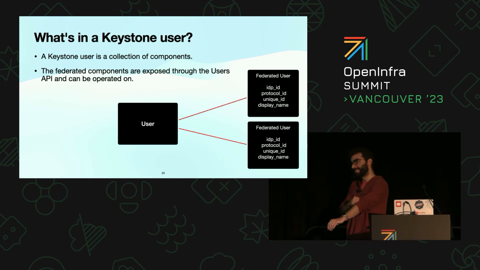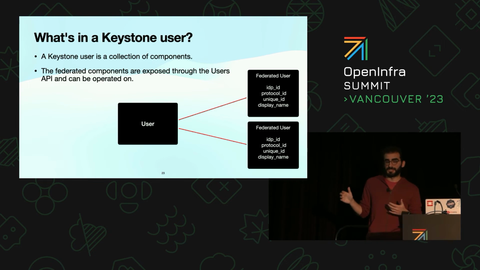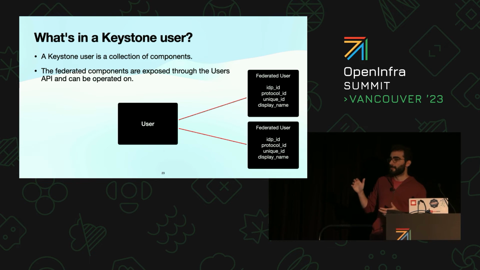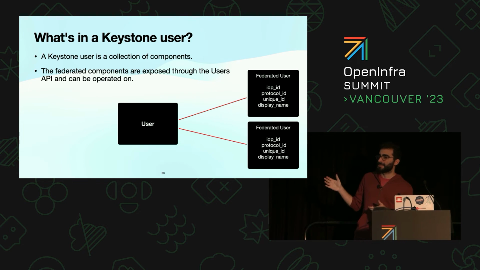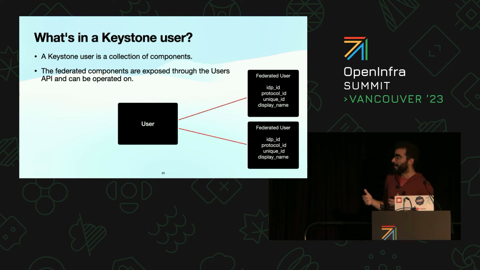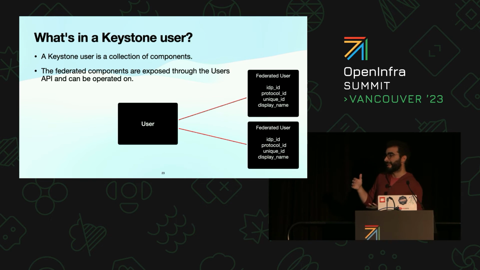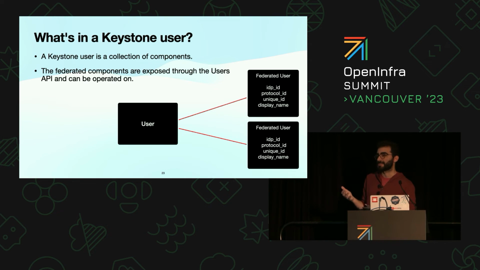It's also worth mentioning a bit what a Keystone user is, because we saw in the previous slide that when I queried my user in Keystone, there was a field there that said federated, and then there was a list inside of it, and then another list. So a Keystone user is composed of multiple components, essentially. And a Keystone user can have multiple federated users. And all of these federated users are exposed through the API.